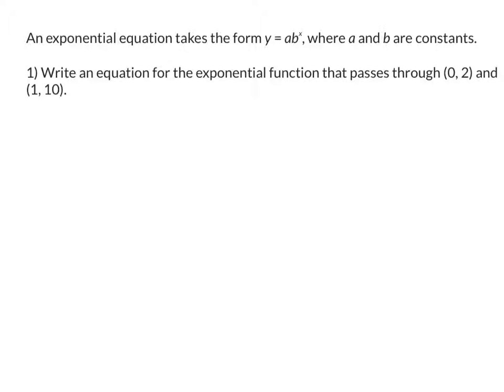So in number 1, we want to write the equation for the exponential function, and it's going to go through (0, 2) and (1, 10). So let me start with our skeleton form, a times b to the x. Now, I'll go with (0, 2) first. If I put in 0 for x and 2 for y, so 2 equals a times b to the 0 power. Well, we know b to the 0 is 1, so we have 2 is equal to a times 1, so a is 2. So we already know what a is, we just need to figure out what b equals.